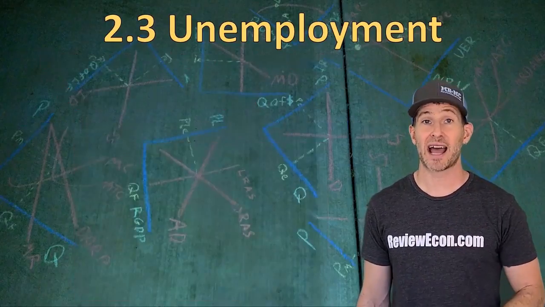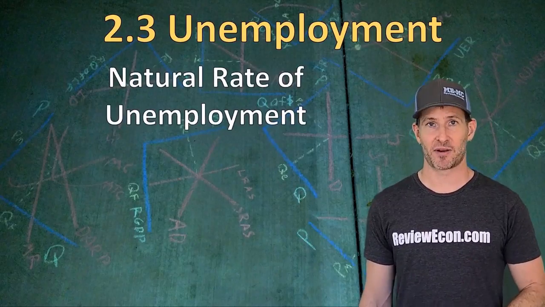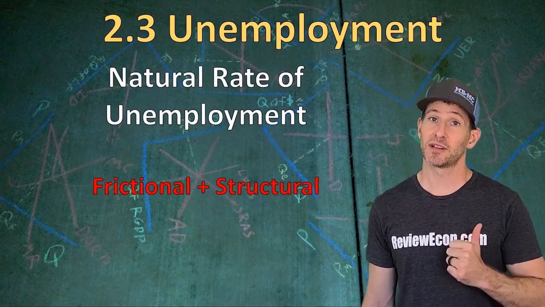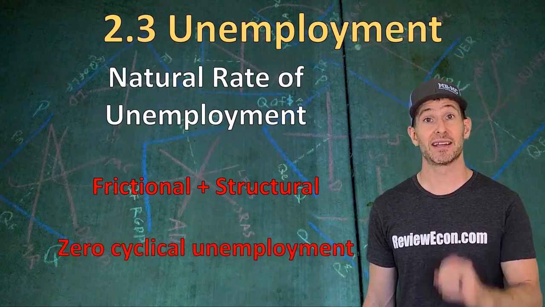Since we will always have some level of unemployment, we have what is called the natural rate of unemployment. That's frictional unemployment plus structural unemployment. It also means cyclical unemployment is zero.